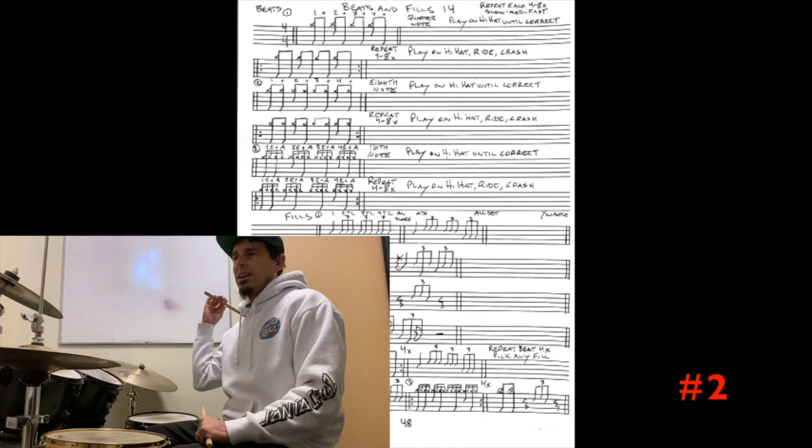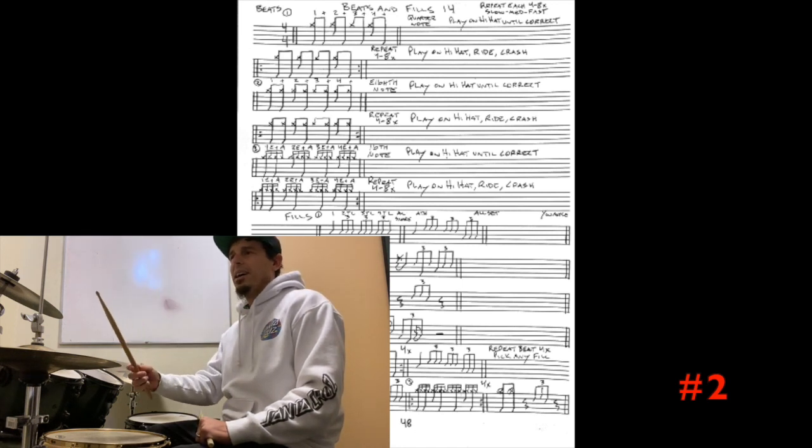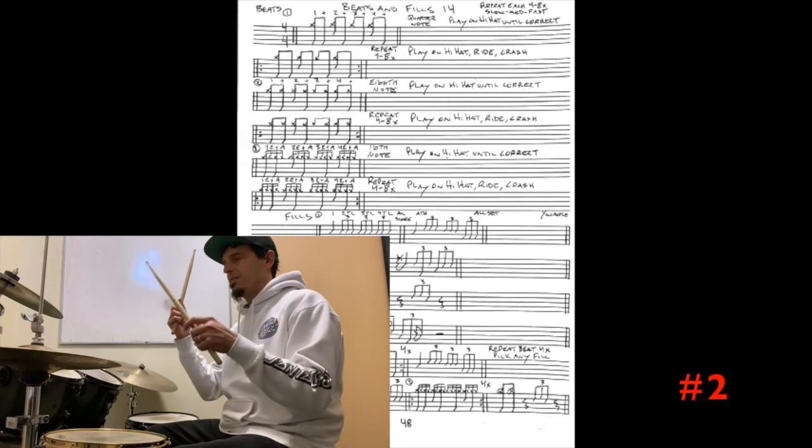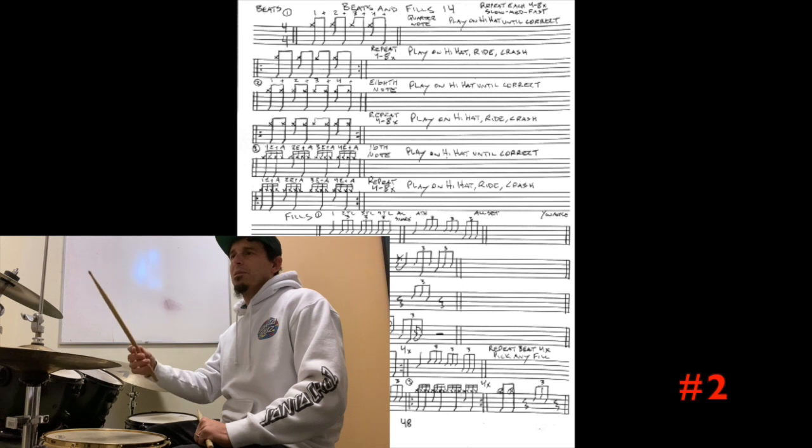On beat 3, we'll have a hi-hat by itself on the downbeat. We'll hit the bass drum on the and of the beat together with the hi-hat. And on beat 4, we're going to hit our snare and hi-hat together on the downbeat, and then we'll hit the bass drum on the and of 4 with our hi-hat.